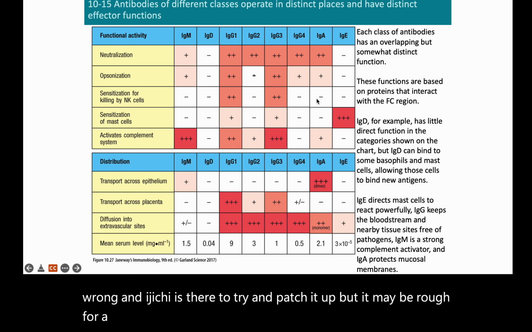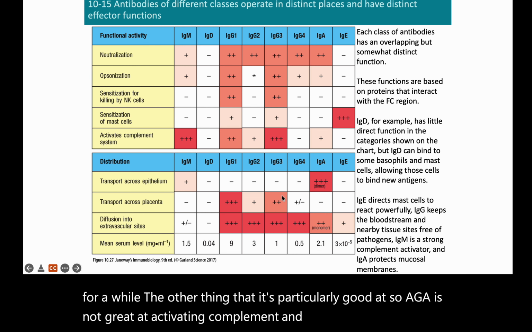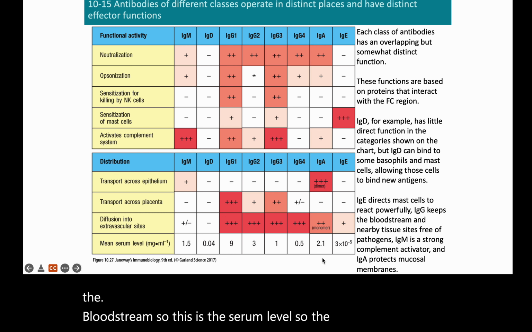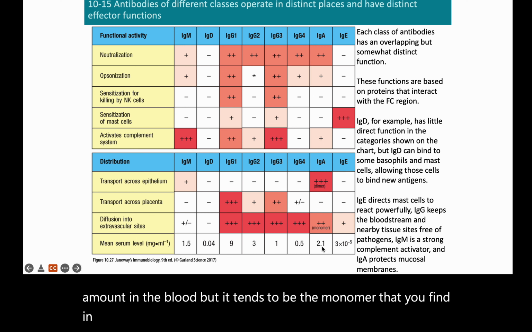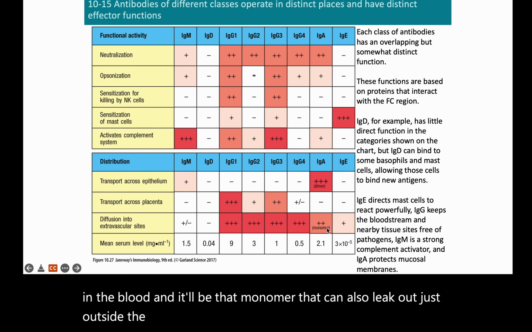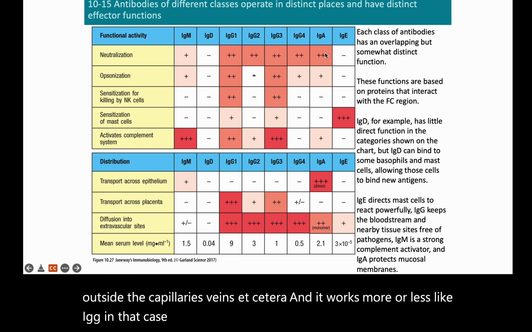The other thing that it's particularly good at, so IgA is not great at activating complement, and there is some in the bloodstream. So this is the serum level, so think of this as like the amount in the blood. But it tends to be the monomer that you find in the blood, and it'll be that monomer that can also leak out just outside the capillaries, veins, etc. And it works more or less like IgG in that case. It's going to hopefully neutralize any pathogens that are out there.